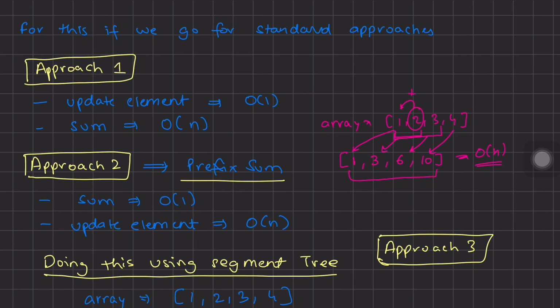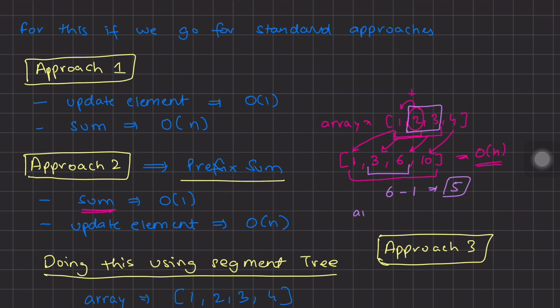And suppose we want to take a sum of a range. Suppose that I want to know the sum of this part of the array. What I will do is just 6 minus 1, that is 5. And here we can see 2 plus 3 is 5. So that is how we take the sum of a range using a prefix array.